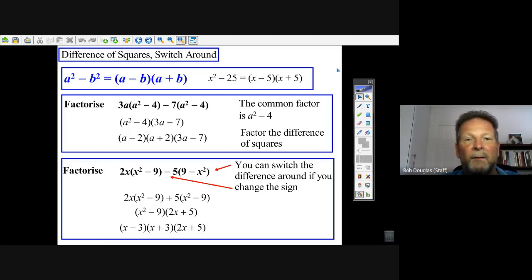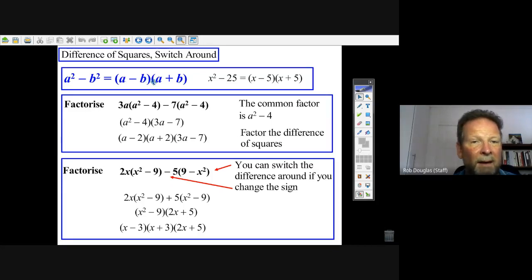Okay, the next type of factoring we're going to look at is a difference of squares, and we're going to look at something called a switch around. This is something that's done in grade 9, but let's take a look at it. If you have two things squared that are subtracted, a times a minus b times b, you can always write down two brackets, and you go a minus b and a plus b. It always works. Why does it work?